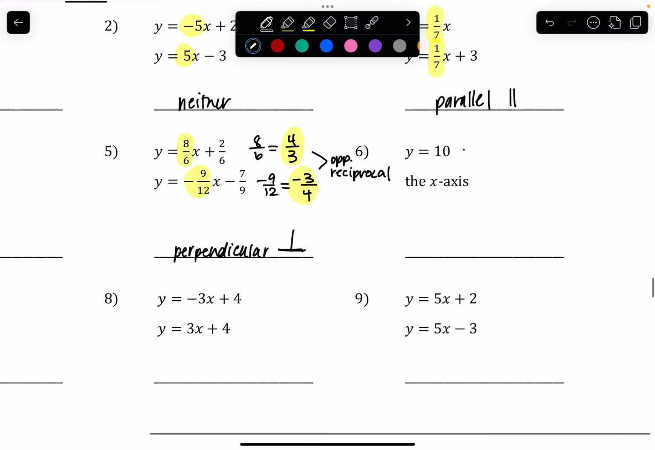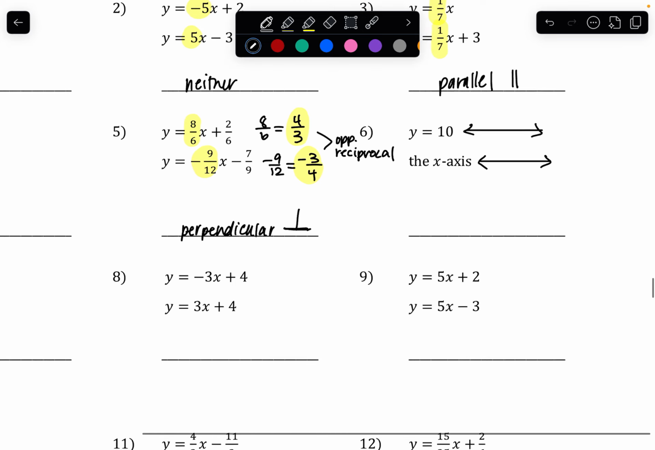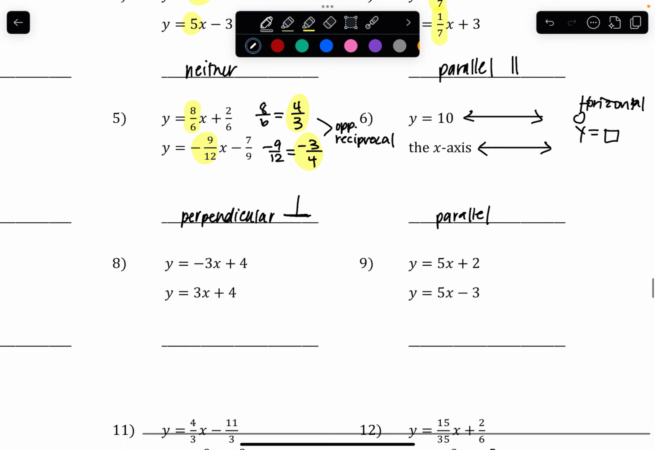Y equals 10, we recognize that as a horizontal line crossing the y-axis. And then the x-axis is also a horizontal line. It's the horizontal axis. Both of these are horizontal, so these are parallel. Keeping in mind that a y equals equation, HOI, is horizontal. The x-axis is the y equals 0 line.